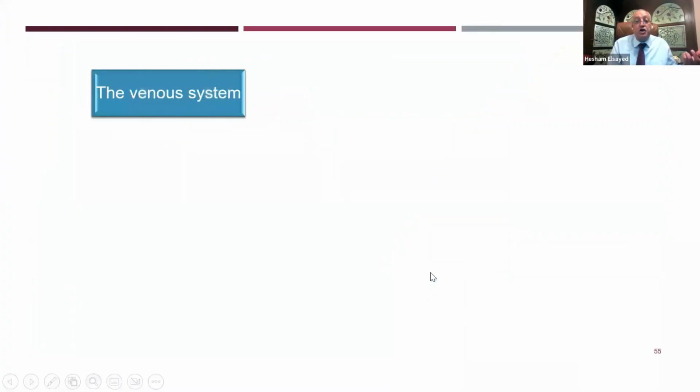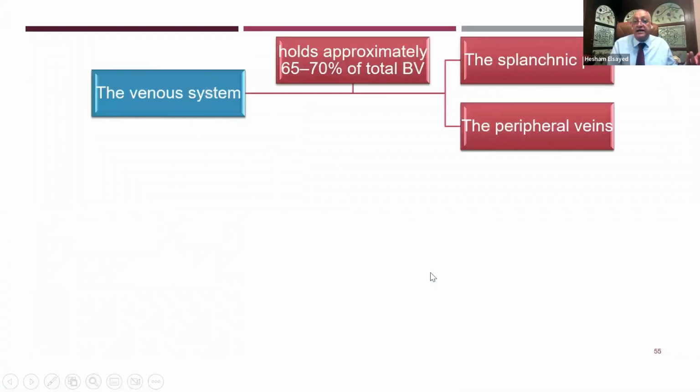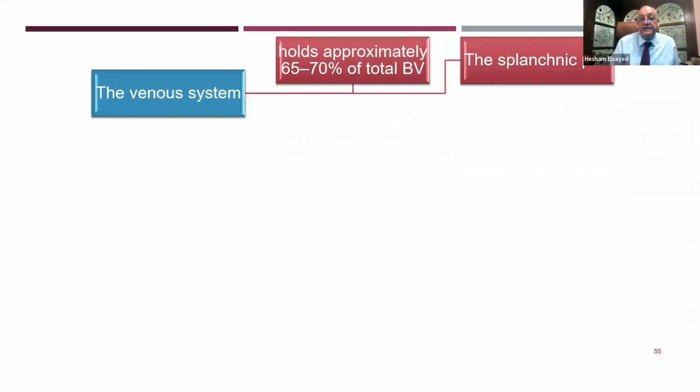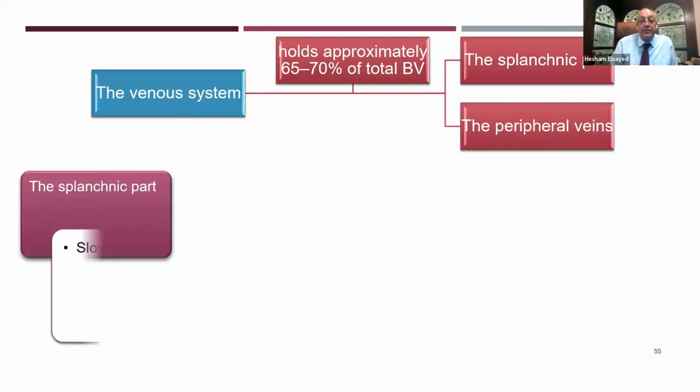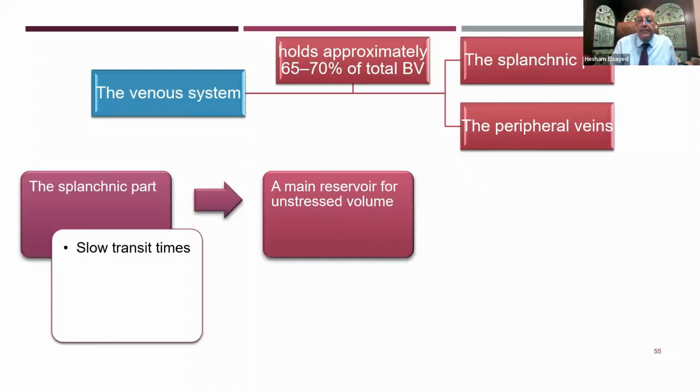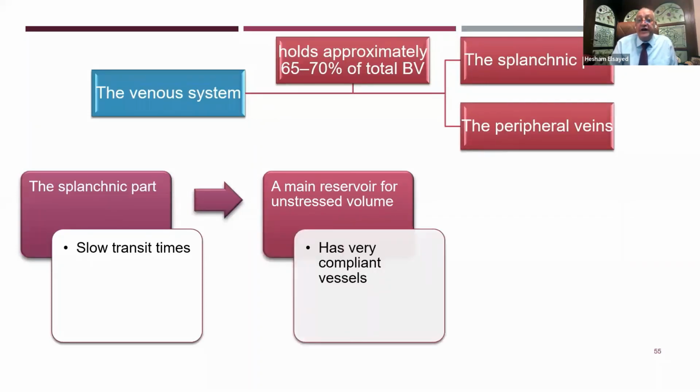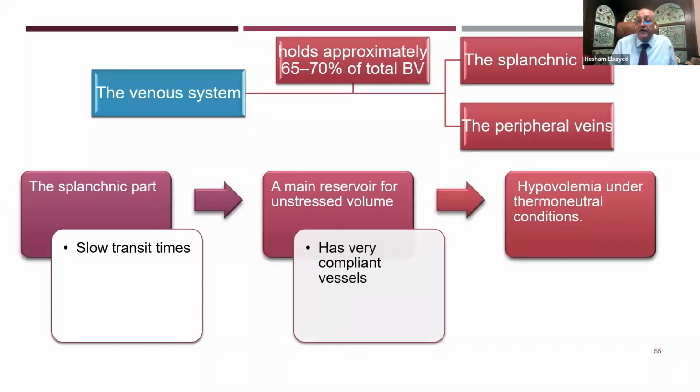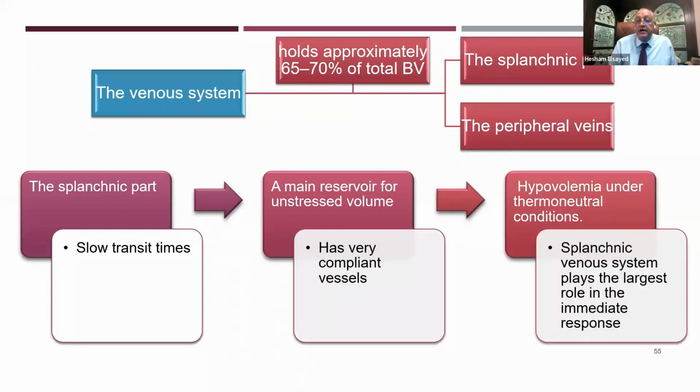If we have a disturbance between the stressed and unstressed volume, we find that the splanchnic part plays a major role compared with the peripheral veins. The splanchnic part is a main reservoir for unstressed volume and has very compliant vessels. In hypovolemia under thermoneutral conditions, the splanchnic venous system plays the largest role in the immediate response. So the splanchnic is a reservoir for changes in the intravascular compartment. If we push the splanchnic circulation, we will lose the venous return and blood pressure will drop.